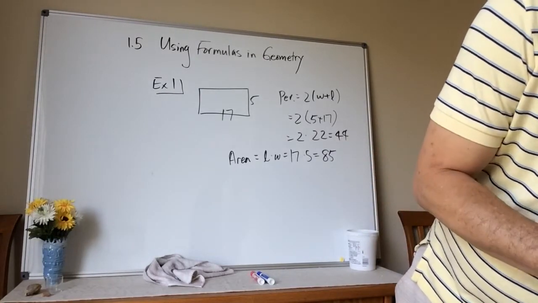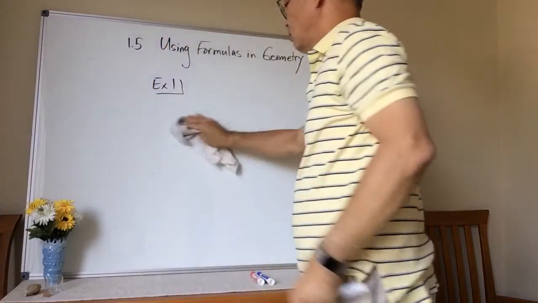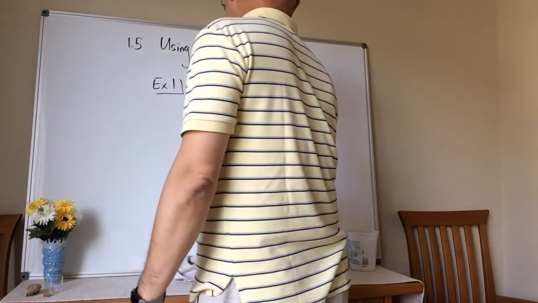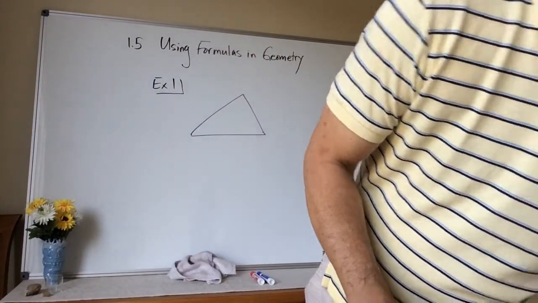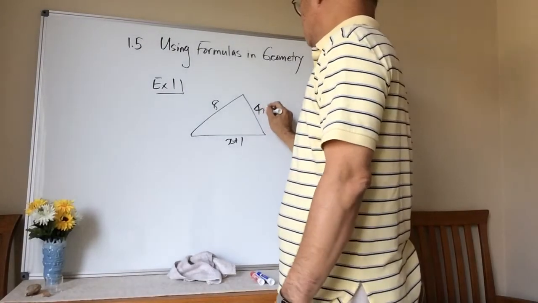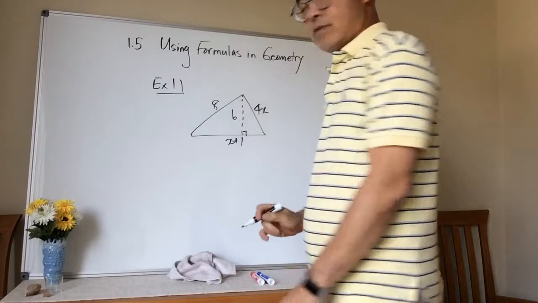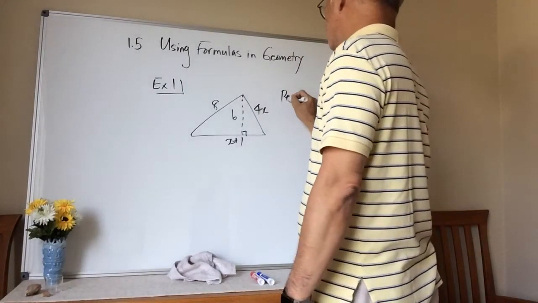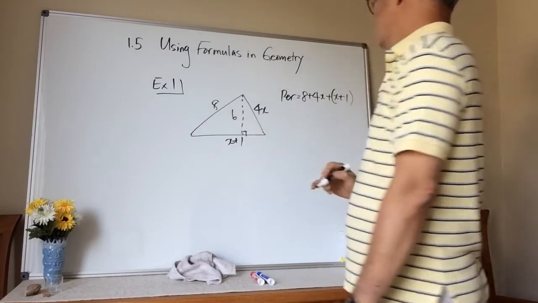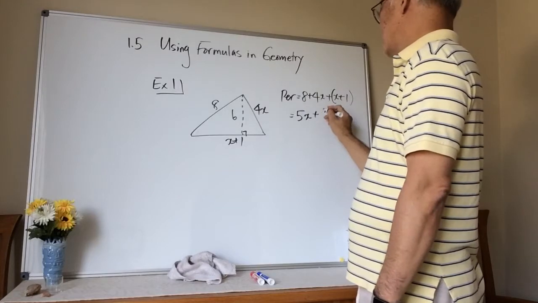In B, we have a triangle with sides A, B, and C. A is 8, the base is x plus 1, and C is 4x. And then we have a height of 6. We want to know the perimeter. The perimeter is nothing more than adding the sides: 8 plus 4x plus x plus 1. Now I have to collect the like terms. I have 4x and an x, so that would be 5x. 8 plus 1 is 9.